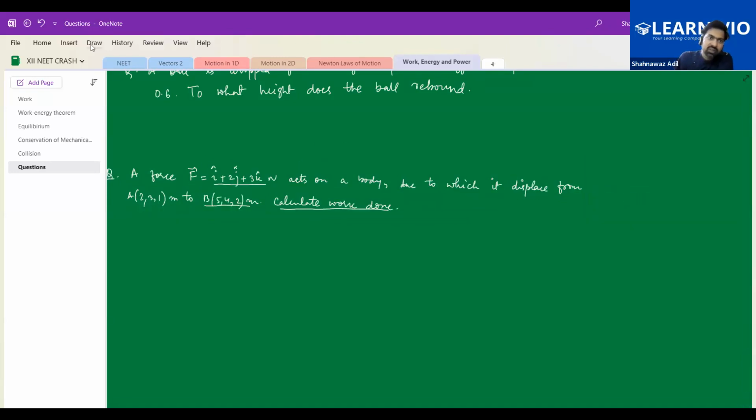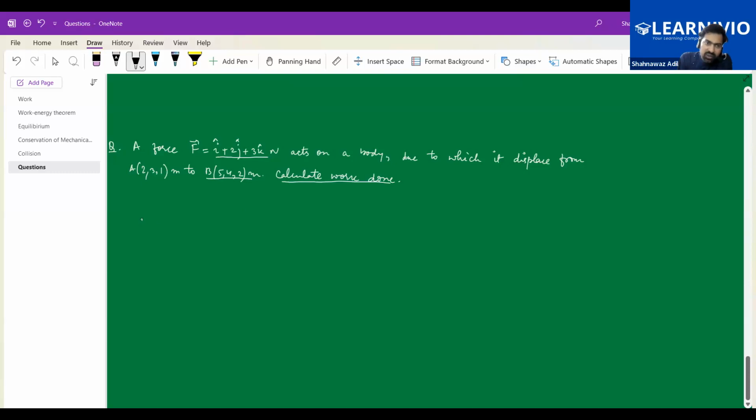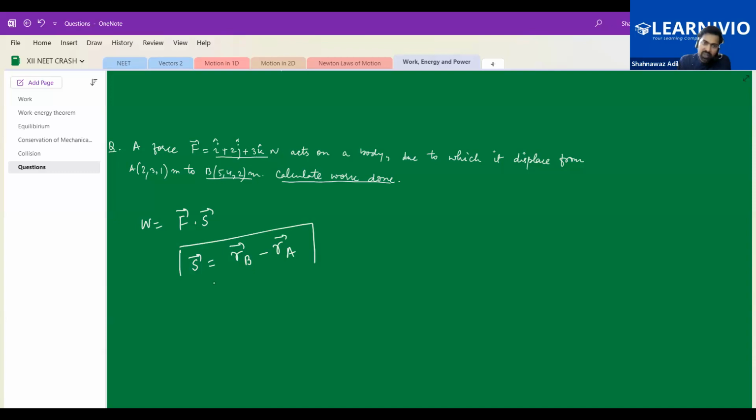Okay, so we have this question, and we know what the displacement is. We only have to find out the work done, and that is F dot S. So we have to find out the displacement, right? What is the displacement? This is simply the vector RB minus RA, right? What is RB? RB is simply 5i plus 4j plus 2k. And then what is RA? This is 2i plus 3j plus k.